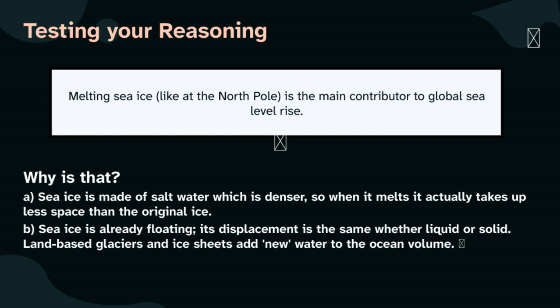Land-based glaciers and ice sheets add new water to the ocean volume. Make sure you remember that distinction. It is a common exam trap. Sea ice melting matters, but land ice melting is the bigger direct cause of sea level rise.